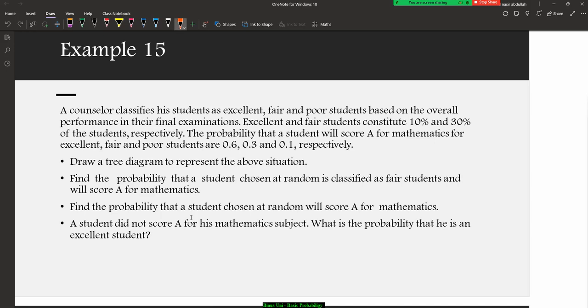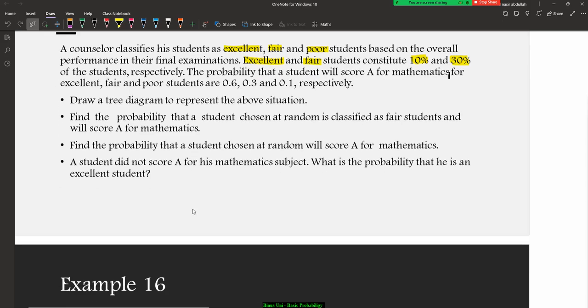Let's look at the last question, example number 15. I will conclude everything, from the probability tree diagram until Bayes' theorem. So, let's look at this one. A counselor classified his students as excellent, fair, and poor based on the overall performance in their final examination. The excellent and fair students constitute 10% and 30% of the students, respectively.